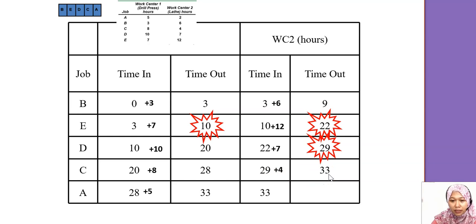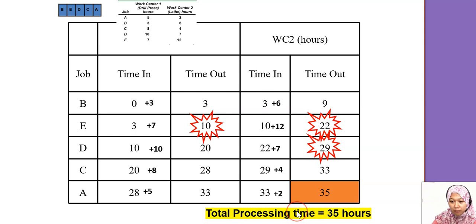And we check again, 33 is the same. So we will use 33. 33 plus machine 2 is 2, so we have 35. Okay, 35 is very important because 35 is the total processing time or total throughput time or total overall machining time. So it will give us 35 hours. Okay, because it's in hours. So you need to write the unit here, minutes, hours, seconds. So you need to check what is the unit for this question.